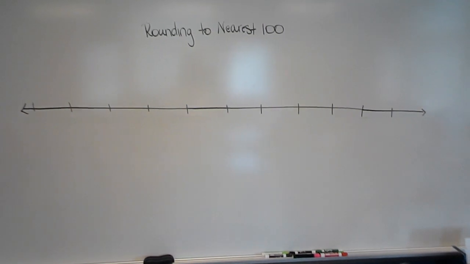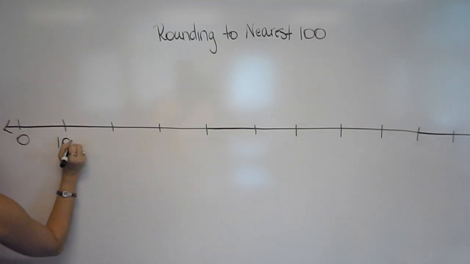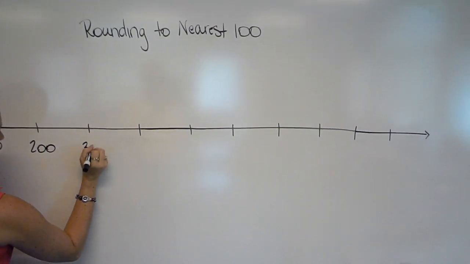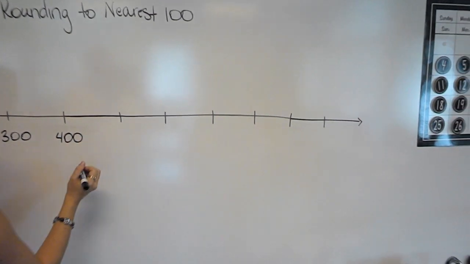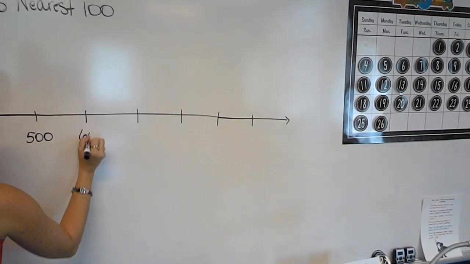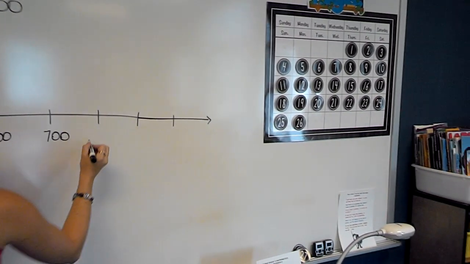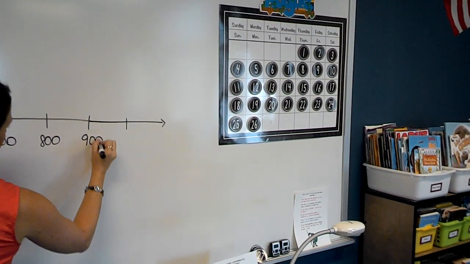So count with me. I'm going to start at 0 and go 100, 200, 300, 400, 500, 600, 700, 800, 900, 1,000.